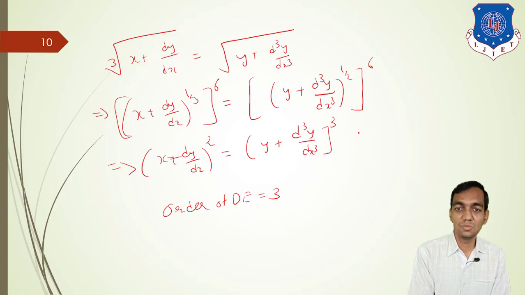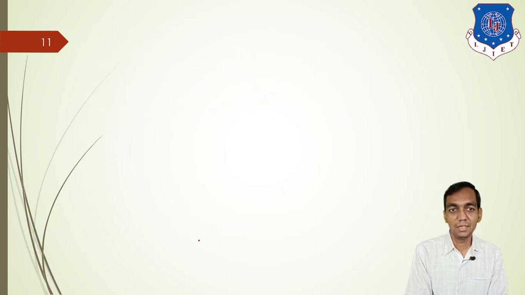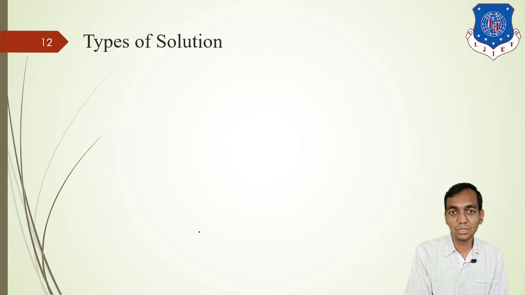And what is the highest power of the highest order derivative? Now see, this is the highest order derivative, and if you check the power of it, then that will be the degree. So here it is 3. So the degree of the differential equation is also 3. Correct? So now we are going on to the types of solution.